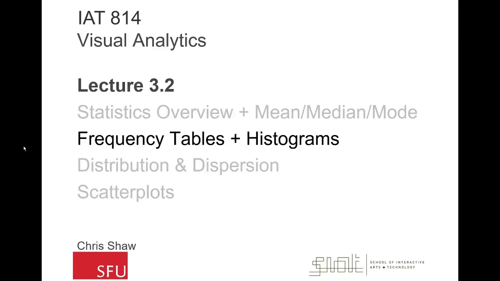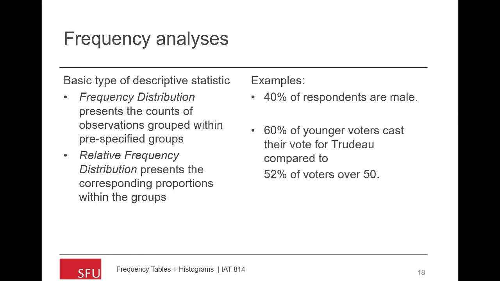This is IAT814 Visual Analytics, lecture number 2, in which we talk about frequency tables and histograms. Frequency analysis is another type of descriptive statistic. The reason we're interested in this, and we actually used one in the previous lecture segment, is that a frequency distribution presents the counts of observations grouped within pre-specified groups. Relative frequency distribution presents the corresponding proportions within the groups.